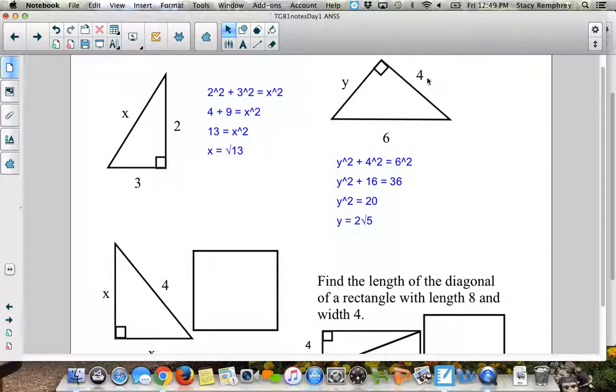So I had y squared plus 4 squared equals 6 squared. I squared the numbers. I subtracted 16 from both sides, and then I square rooted both sides. The square root of 20 simplifies to 2 root 5.